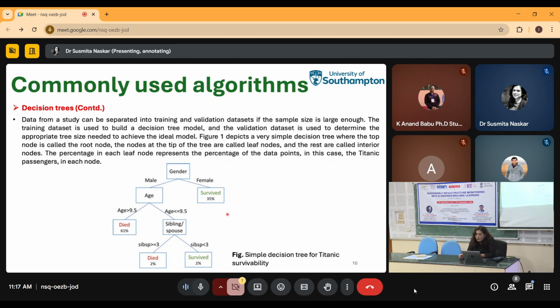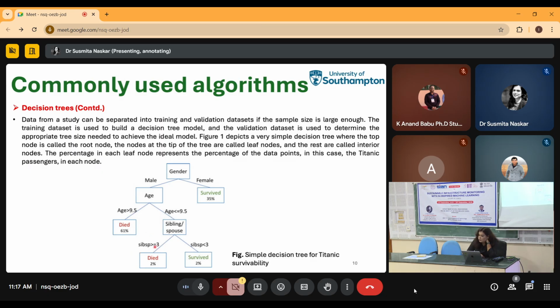So now if you look into the decision tree, you can see that there is a top node, as I said, which is called the root node. This figure depicts a very simple decision tree, using the example of the Titanic passenger data set. At the very top, the first split is made on gender, male and female, and then for males the next decision considers the age, right? For younger passengers, another split considers the number of siblings or spouses on board, right?